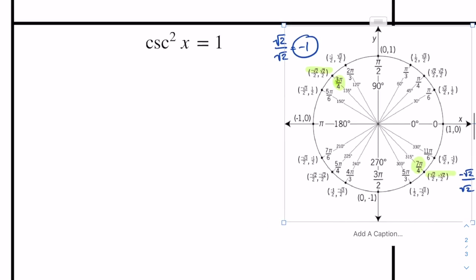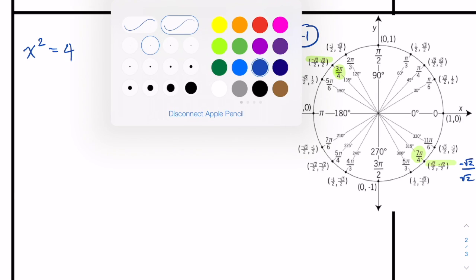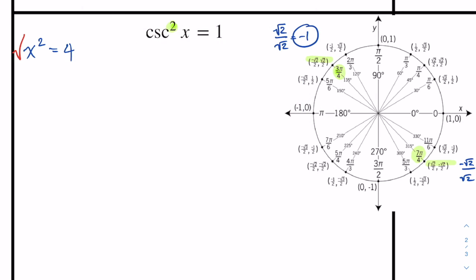Okay, so now we want to solve this one that says cosecant squared x is equal to 1. Notice we talked about squares before, right? Really you just have to ask yourself, what can we do to undo the square? If you think back to maybe last semester, if we had something like x squared equals 4, and you wanted to get rid of that second power, you would do a second root or a square root, right?